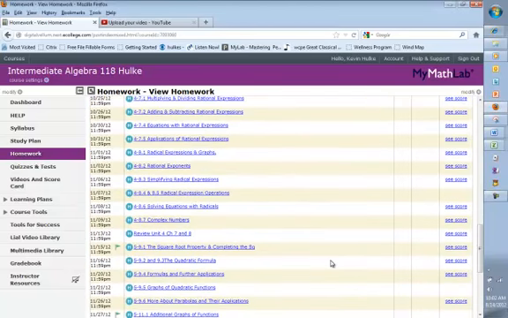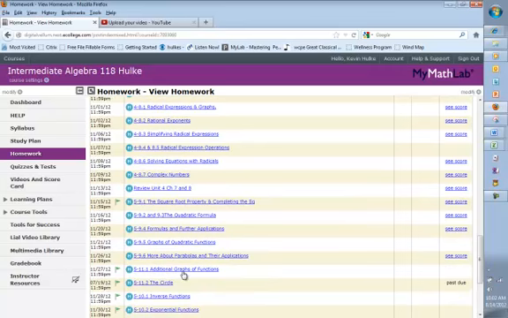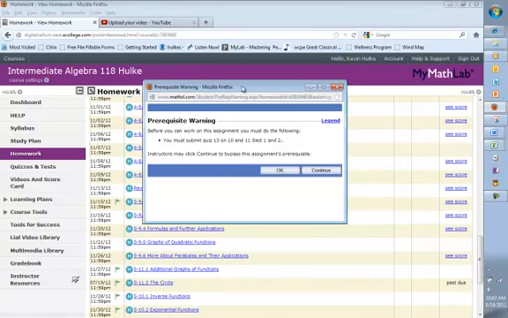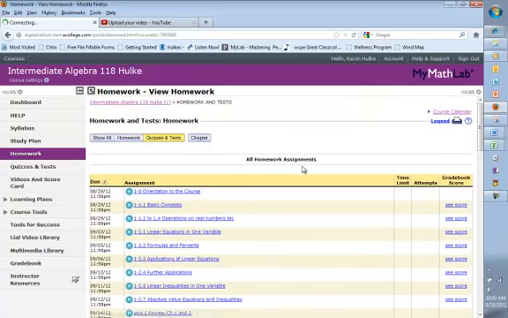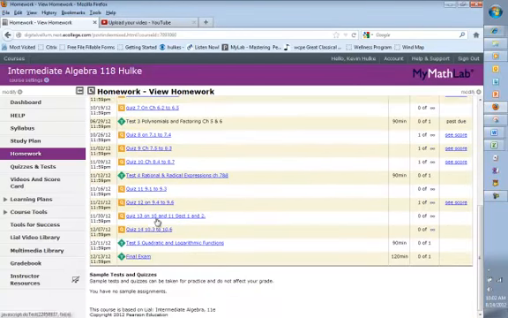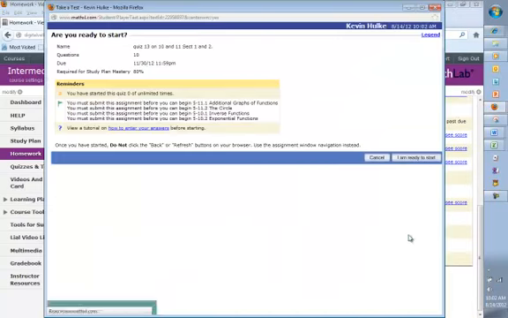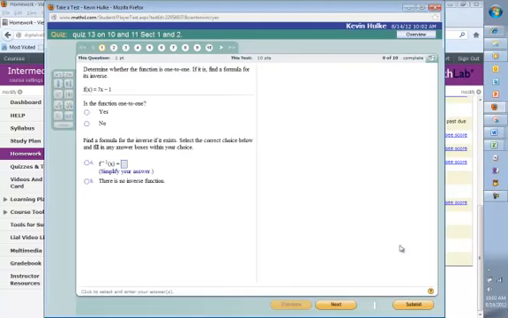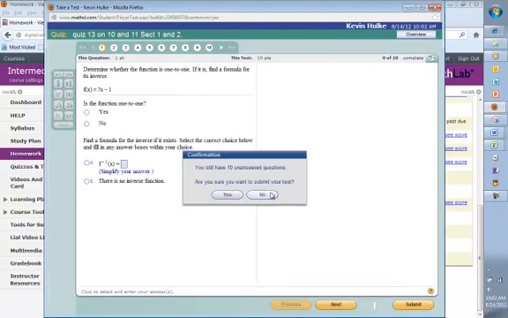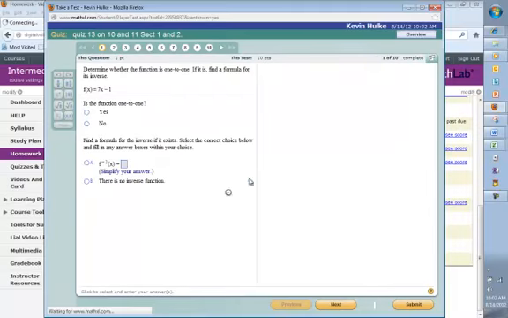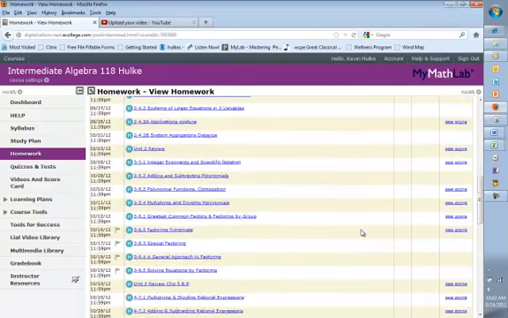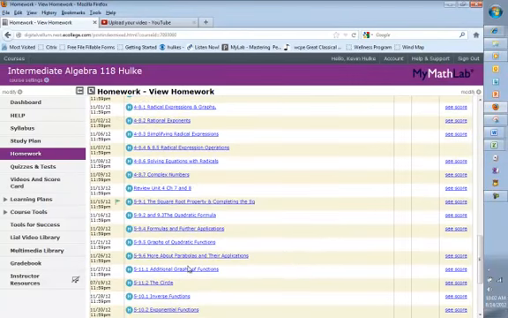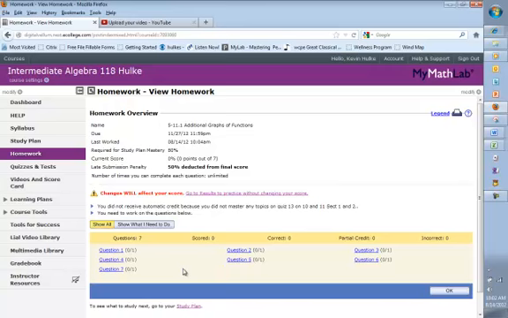The lesson that we're working on now is graphs of other functions. Make sure you take the quiz first. It has 10 questions. All right, how does it work?